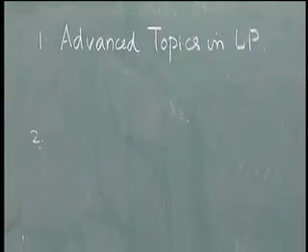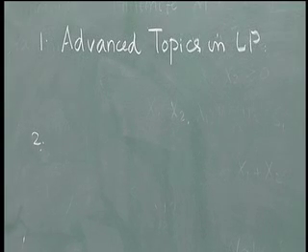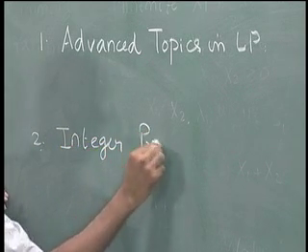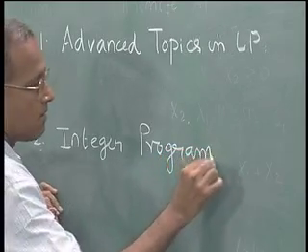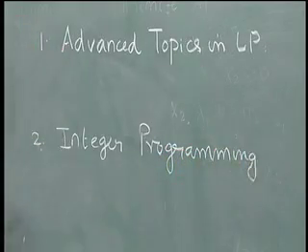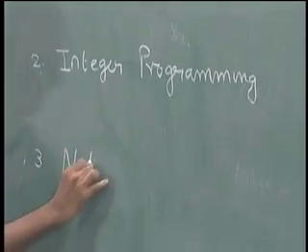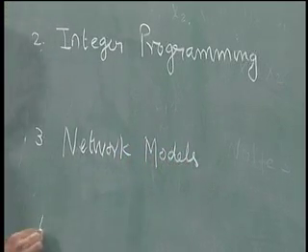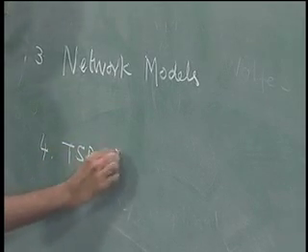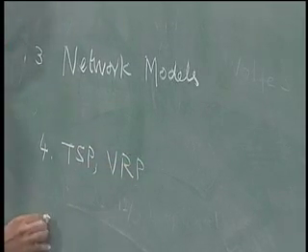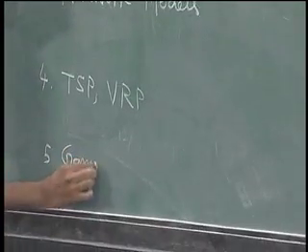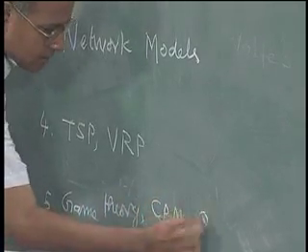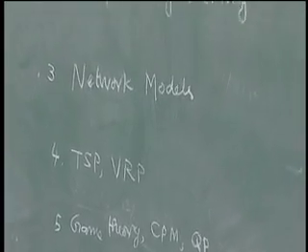We started off with advanced topics in linear programming. We looked at integer programming. We looked at network models. We looked at the traveling salesman problem and vehicle routing problem, and then we also looked at a little bit of game theory, CPM and quadratic programming. So, these are all the things that we have seen in this course.